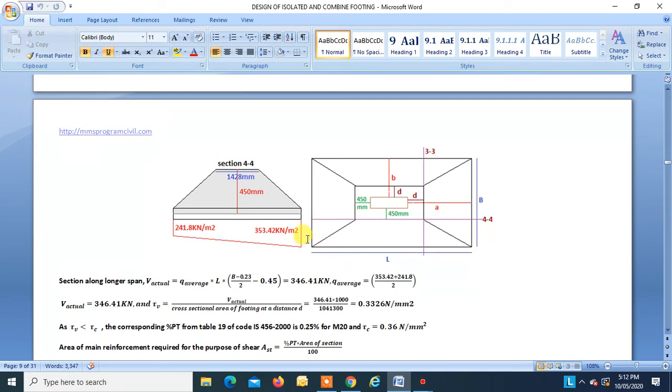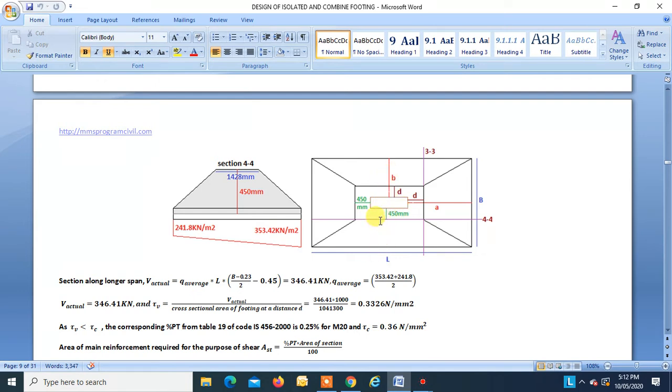Now, once we have found Q average, this is the area under which this soil pressure acts. This is the area beyond the section. So Q average into this area. So what is this? This is B from the face of the column minus 450, B minus 450.